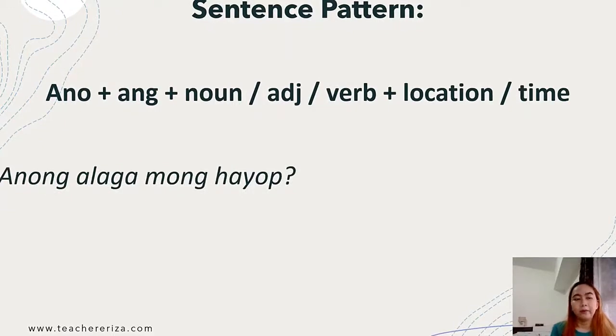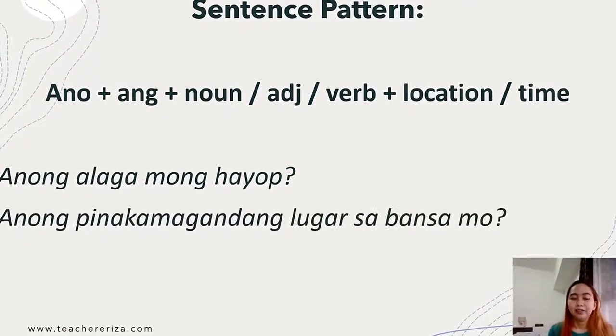So for example, the first question is we will use a noun. Okay, so anong alaga mong hayop? Anong is short form of ano ang. Alaga is pet and mo is your, and then hayop is animal. So what animal or pet animal do you have? Or what pet do you have?